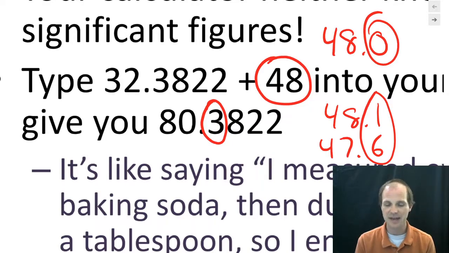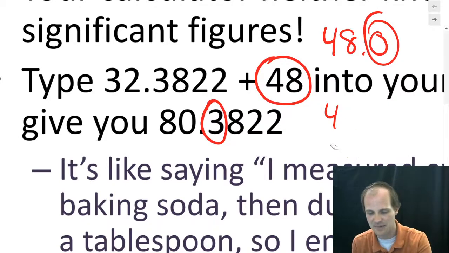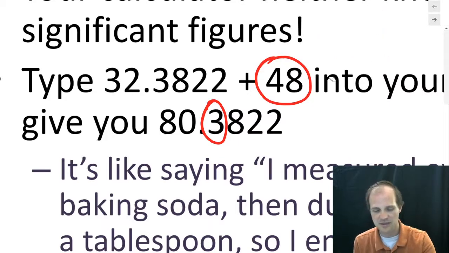So it turns out we can't report 80.3822 because we don't even know if that 3 is a 3, much less the 8 or the 2 or the 2 way down there, so far past all the numbers we've measured. And there we know nothing about those numbers. So what are we going to do?